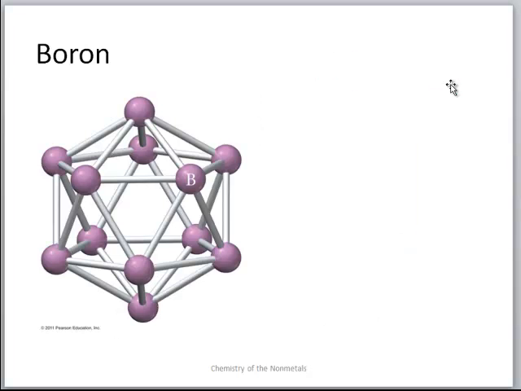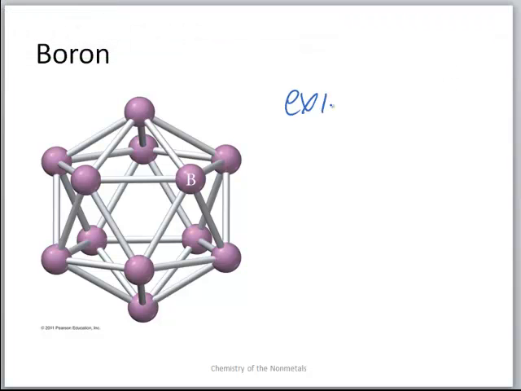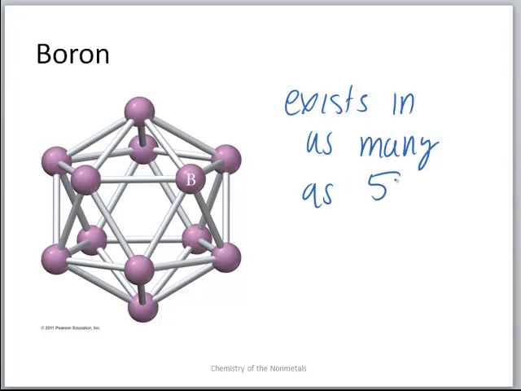Naturally, boron can come in up to 5 allotropes. And they're all based on this icosahedron unit cell pictured here, where boron is going to form 5 bonds with other borons.